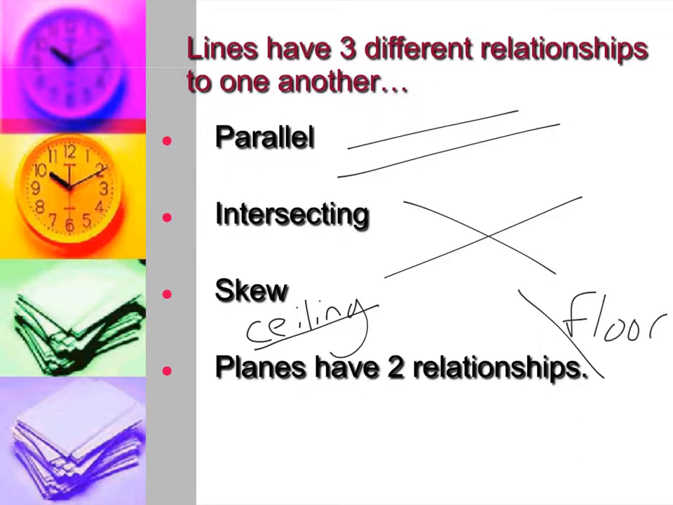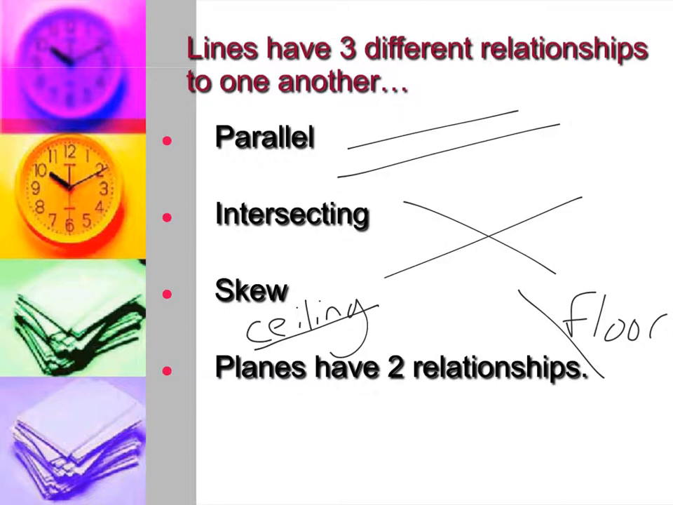Those lines that I've drawn on the ceiling and drawn on the floor will never intersect. However, they're also not necessarily parallel to each other if they're not in the same plane. In order to be parallel, they have to lie in the same plane. So if they're not in the same plane, they can't be parallel. If they're not in the same plane, and obviously they can't intersect, we call them skew.